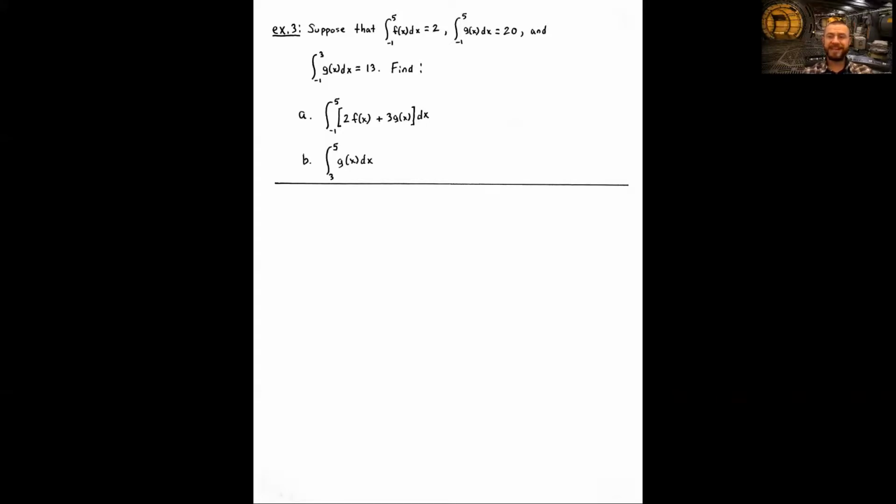And it gives you 3 integrals. All right, the question supposes that for a function f of x, the integral from -1 to 5 of that function f is 2. Another function g of x has an integral from -1 to 5 that equals 20. And then for that same function g of x, the integral from -1 to 3 equals 13. Now with those 3 pieces of information, those 3 definite integrals, the question then asks you to find 2 other definite integrals related to those combinations of functions f of x and g of x.